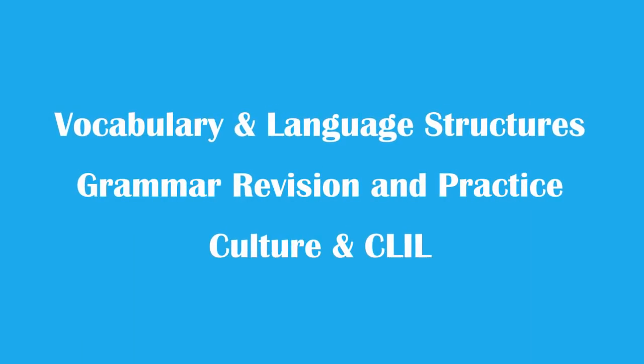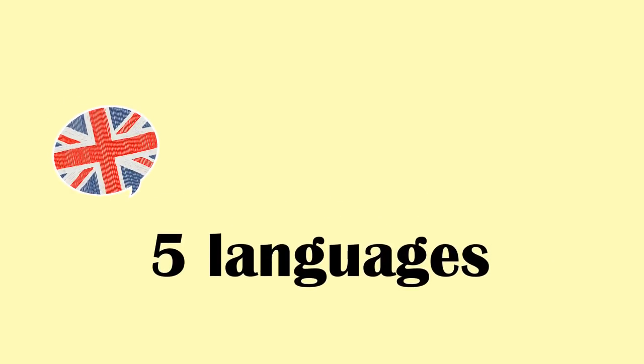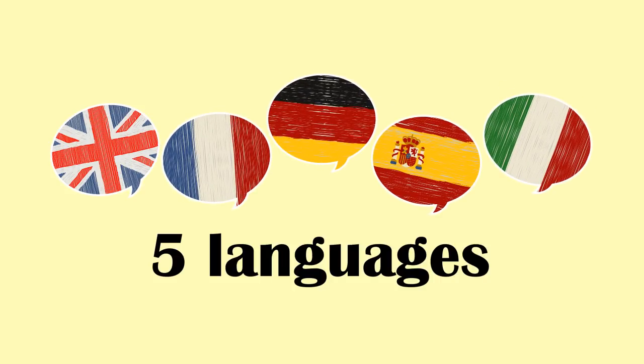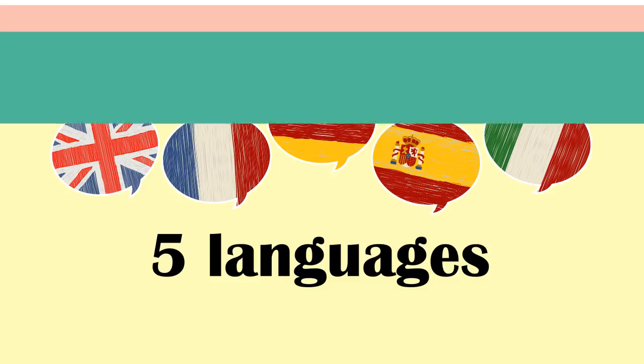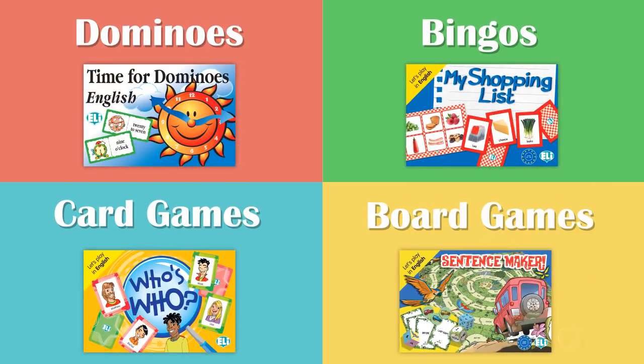This is a series of video tutorials on ELI games. In this video, we're going to present some examples of vocabulary and structures. Each game is available in 5 languages: English, French, German, Spanish and Italian. The games have different characteristics and can be divided into 4 categories: dominoes, bingos, card games, board games.